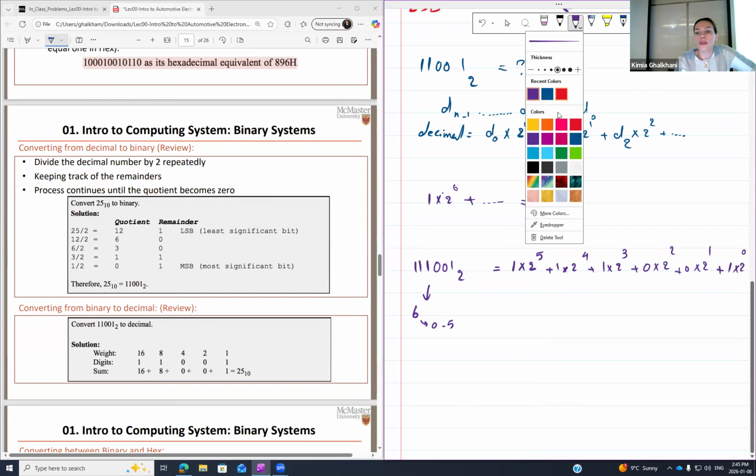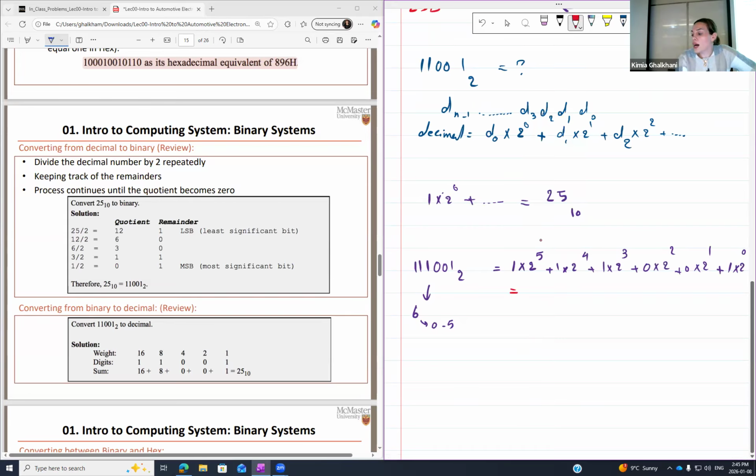And what's the result then? I have to add them up. If you do so, it's going to be 57 base 10. You can use your calculator. It's easy right now to understand. Make sense? Everyone got the point?